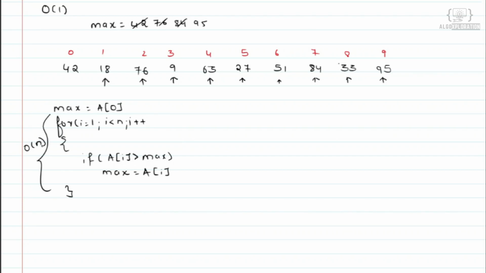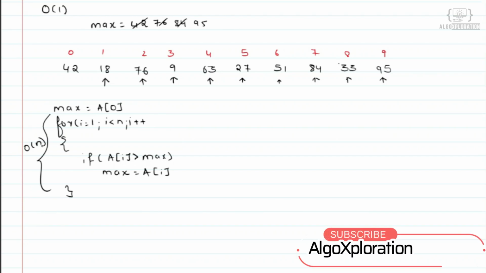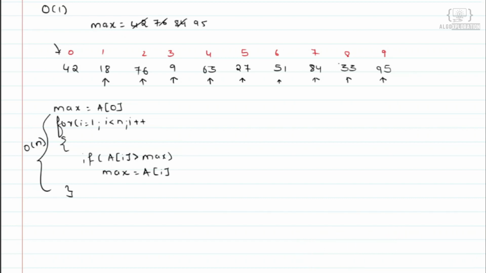Now we have to find the number of comparisons. Actually, first we store the first element in max, and then we compare with the remaining n minus 1 elements. So the number of comparisons will be n minus 1.